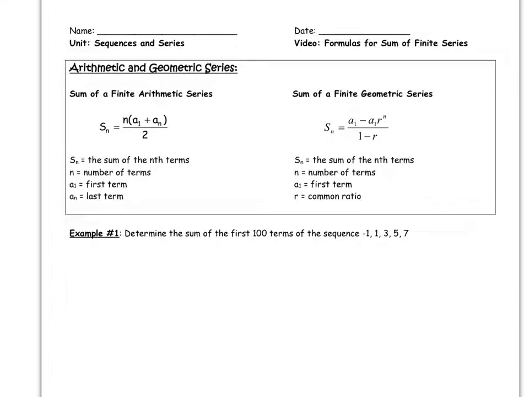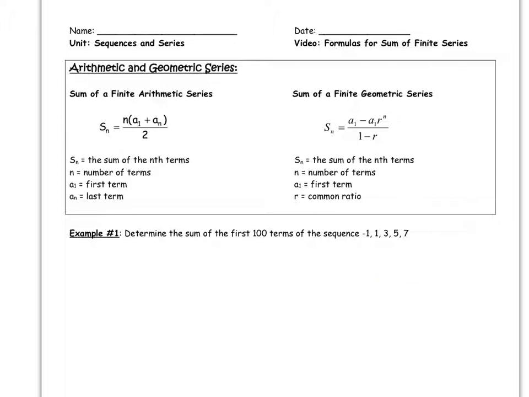Hi everyone, in today's lesson we're going to learn about how to sum finite series. For the first example, it says determine the sum of the first 100 terms of this sequence: -1, 1, 3, 5, 7. Now technically I could just count out the first 100 terms and then add them, and that would be the sum. But that's a little bit drawn out.